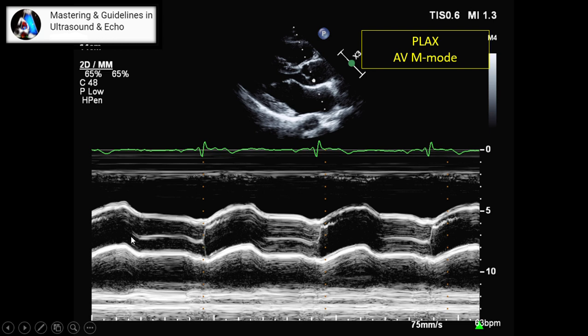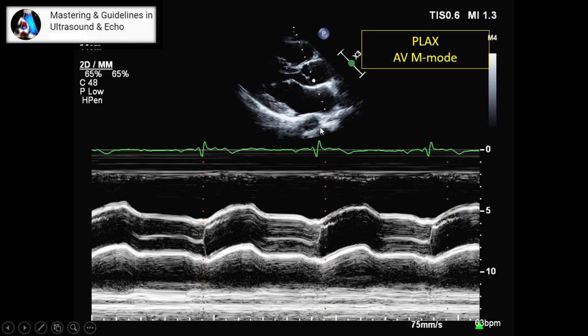This hyperecho line is the coaptation of the aortic cusps and represents diastole, and here starts systole and they open and separate from each other, this one anterior and this posterior one. We have three parameters for measurement on aortic valve M mode.